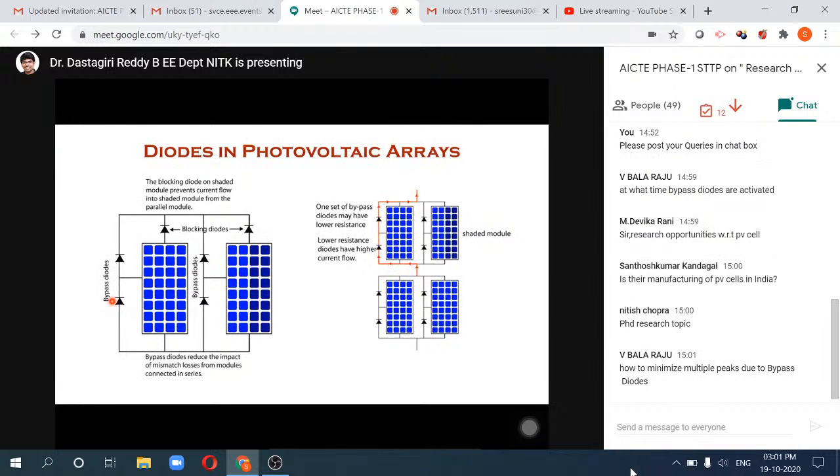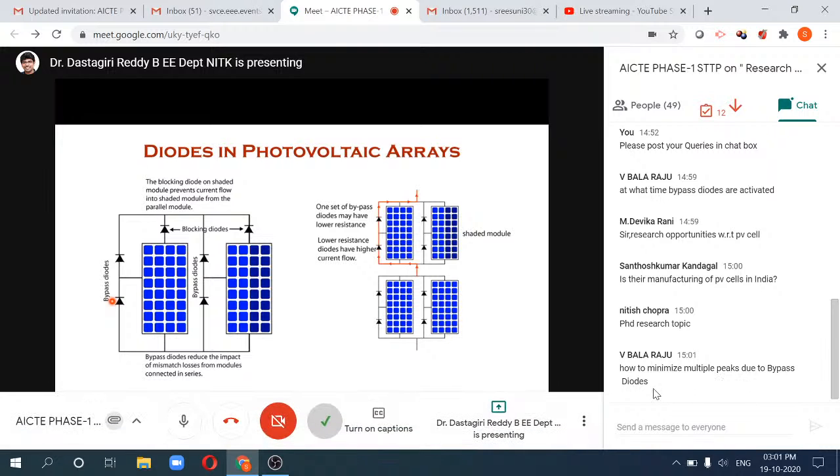Yes, please. One more question, sir. Is there manufacturing of PV cells in India? I'm not sure, but I don't think it's there in India. Sir, again, same question: PhD research topics they are asking. And one more question: how to minimize multiple peaks due to bypass diodes?